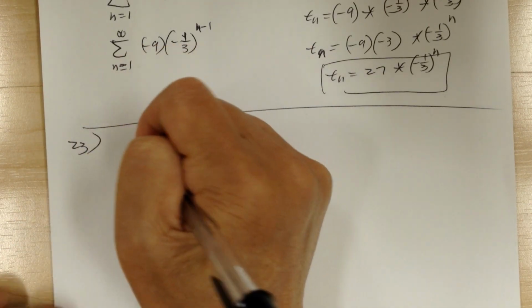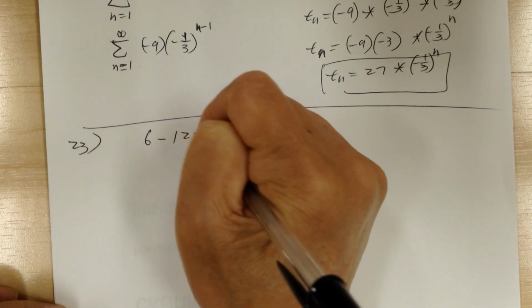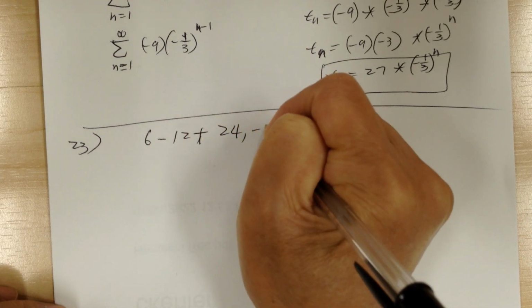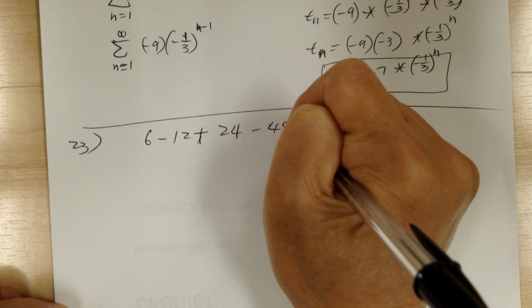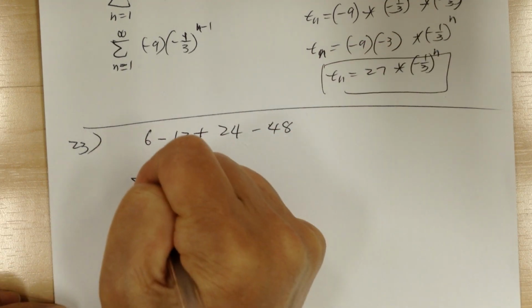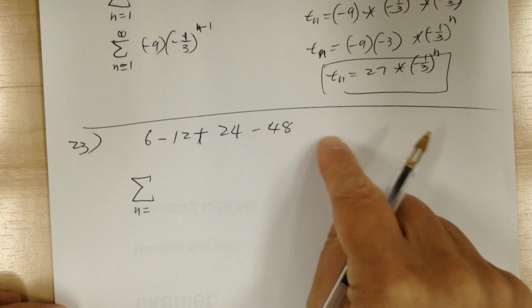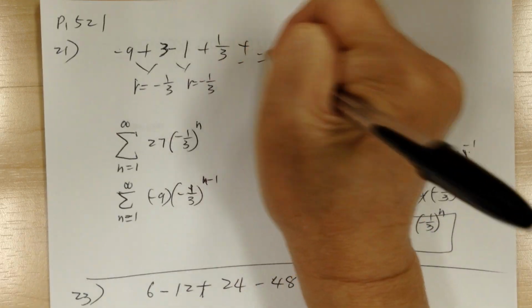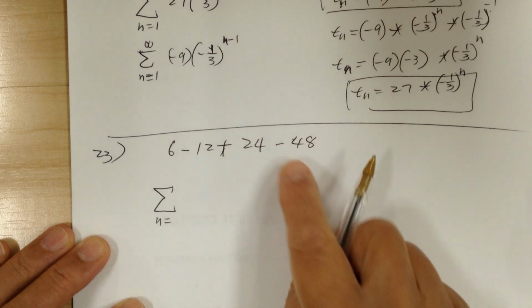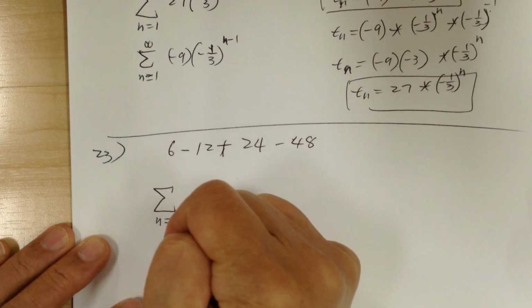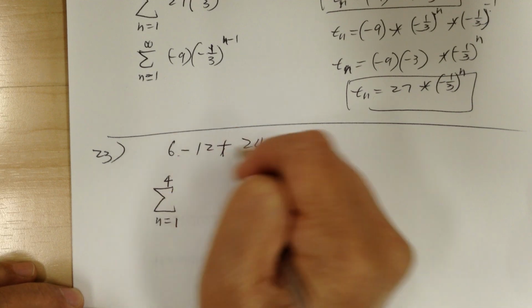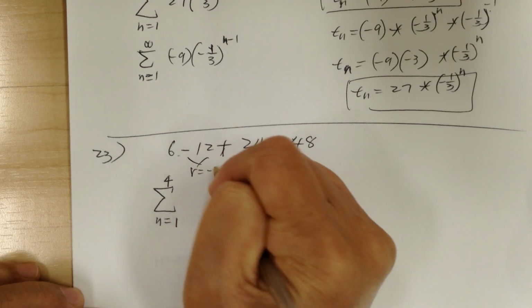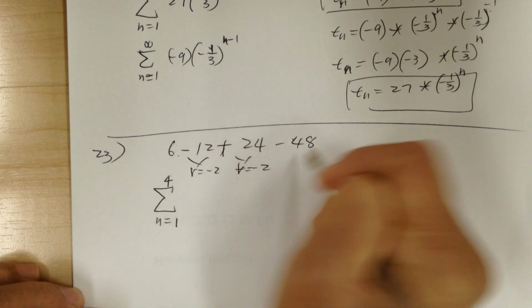Okay, 23, you have 6 minus 12 plus 24 minus 48. Now you have to be careful over here. Notice it doesn't go dot dot dot. See, this one goes dot dot dot, so it goes forever, so it's infinity. This one does not. This has only 1, 2, 3, 4. So n equals 1 through 4. And from here to here, r equals negative 2. You multiply by negative 2 to get that.